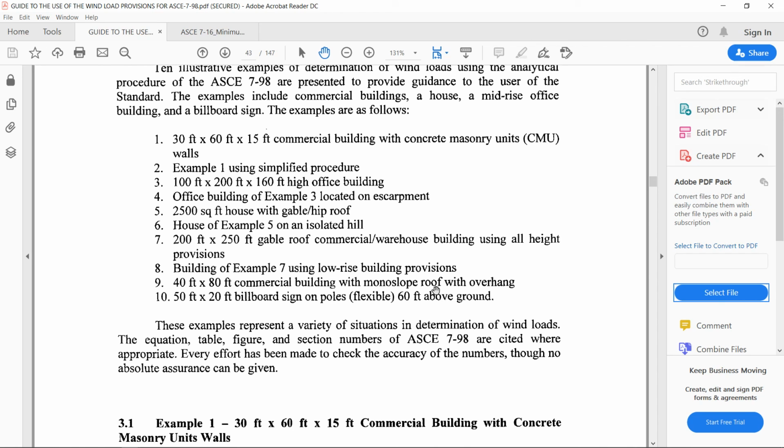So I will try to develop manual calculations as given here, and I will try to explain how it should be done in the light of the latest code, which is ASCE 7-16. And as I explained to you, ASCE 7-16 is based on ultimate load definition of the wind.